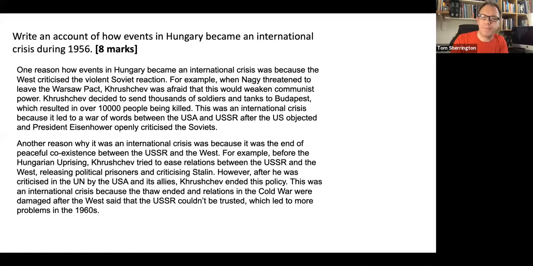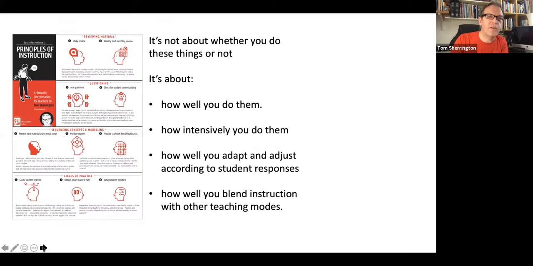Okay, so I think we're about out of time, so I'm just going to finish up there. Last thing to say is this. Everyone knows Rosenshine's principles are common sense, don't they?